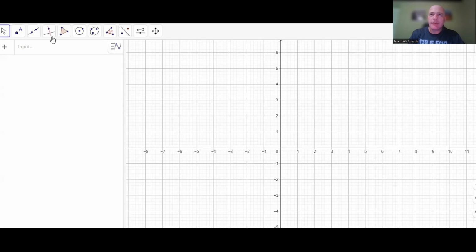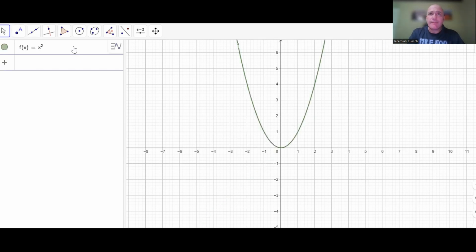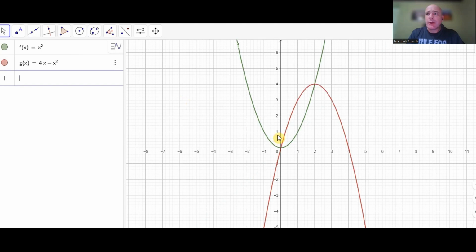There we go. Okay, so here I am in GeoGebra. Okay, so I think we're good. So we're going to have x squared. There's the first one, and then the second one is 4x minus x squared. Okay. So you can see the overlap. So we're looking for this bounded region right here. That's what we're looking for.